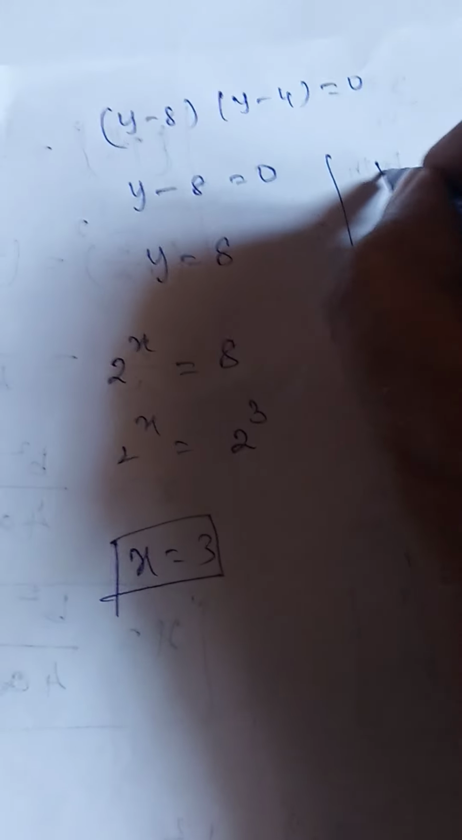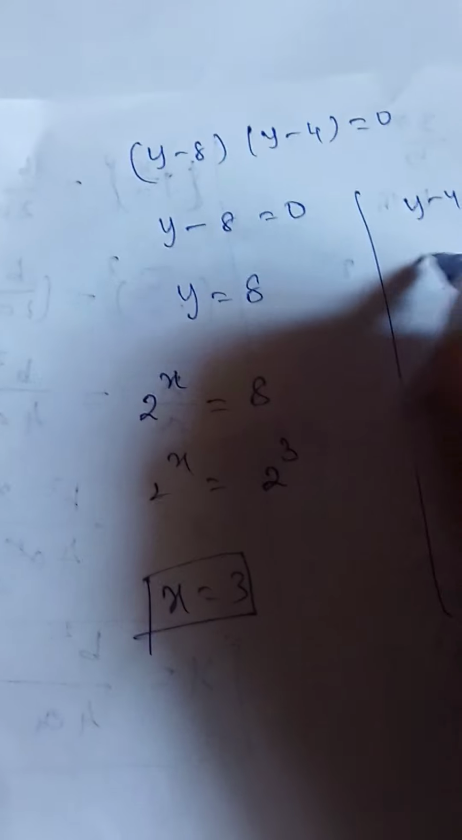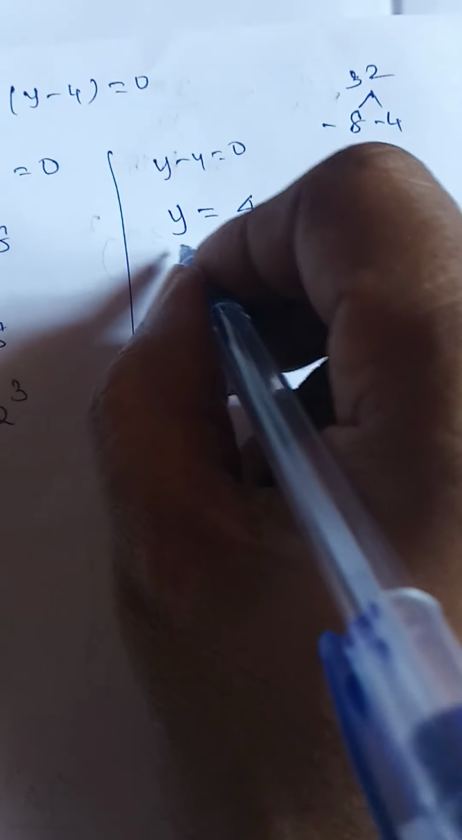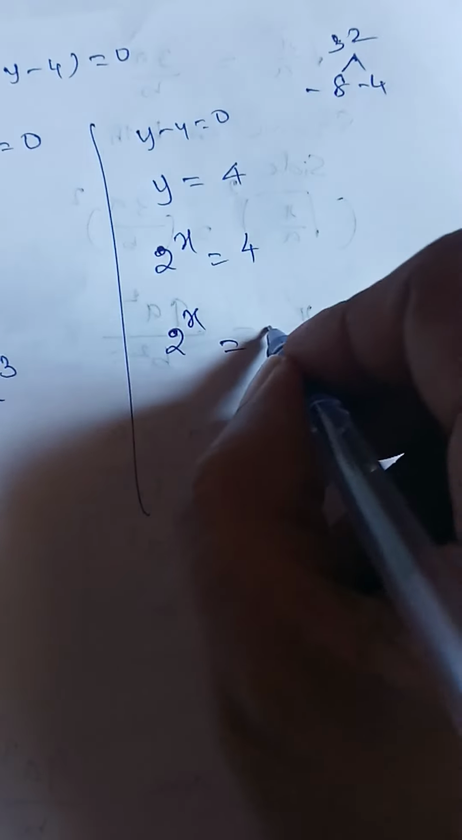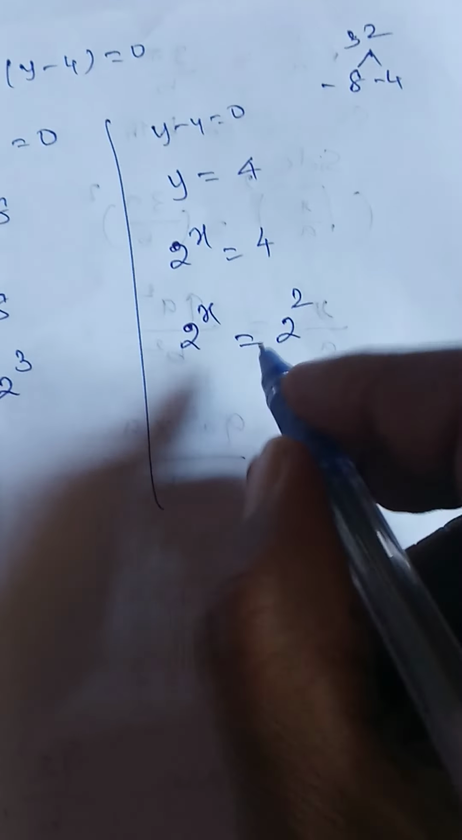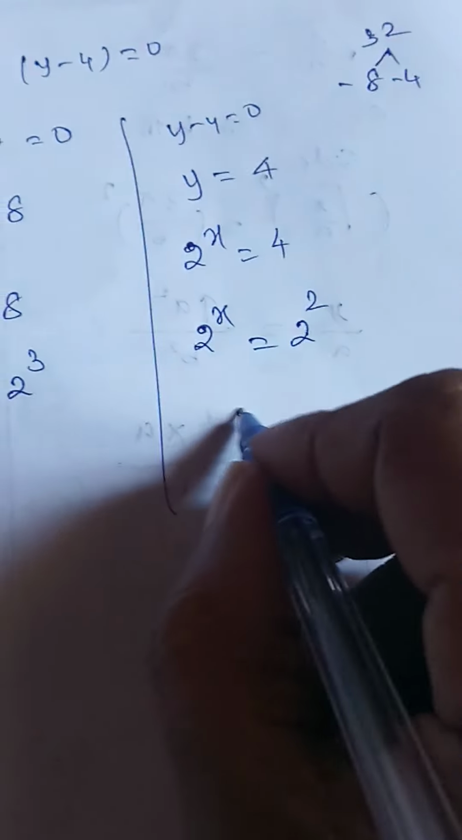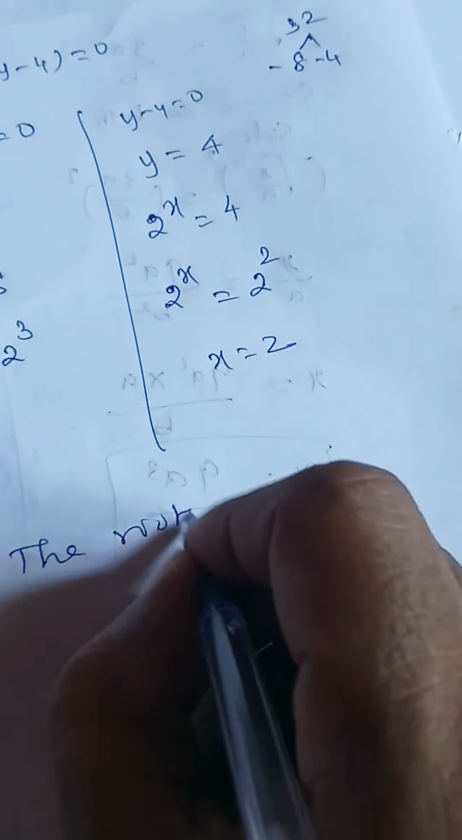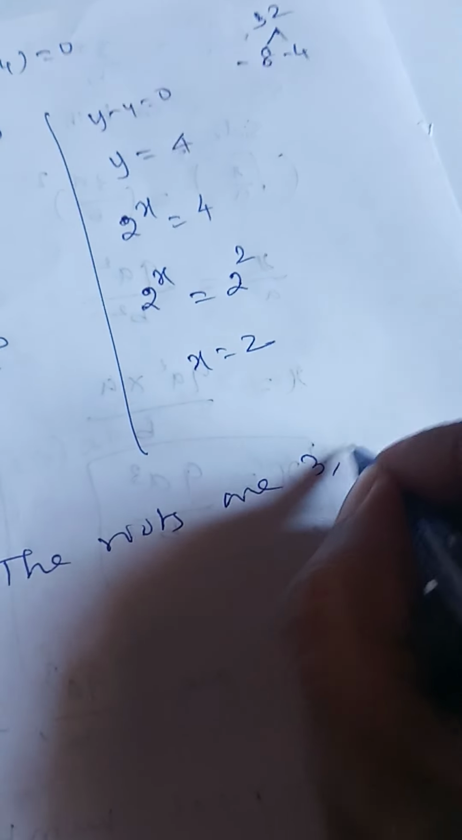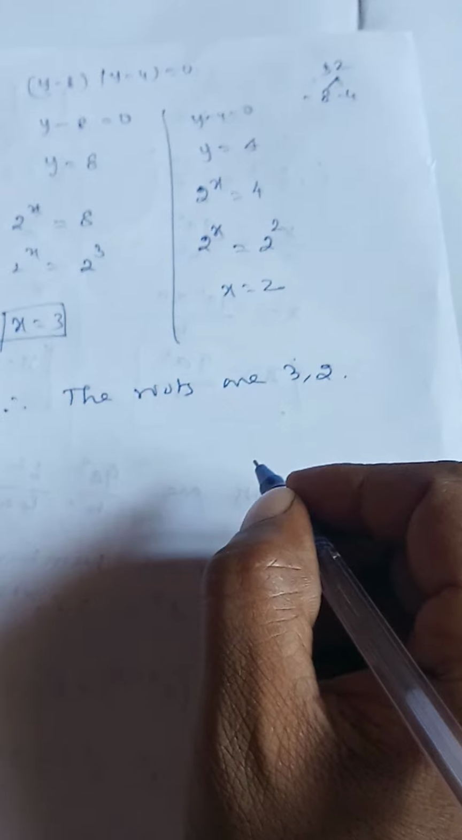Another value: y minus 4 equal to 0, then y is equal to 4. Then 2 power x is equal to 4, which is changed to 2 square. Base is equal, power is equal, x is equal to 2. Therefore the roots are 3 and 2. Okay, that is the sixth sum over.